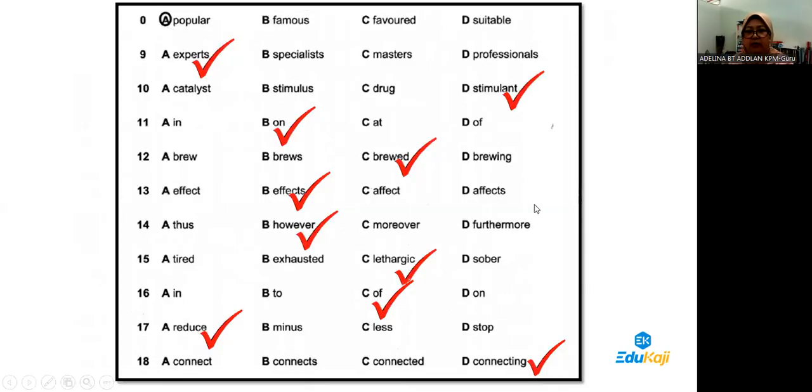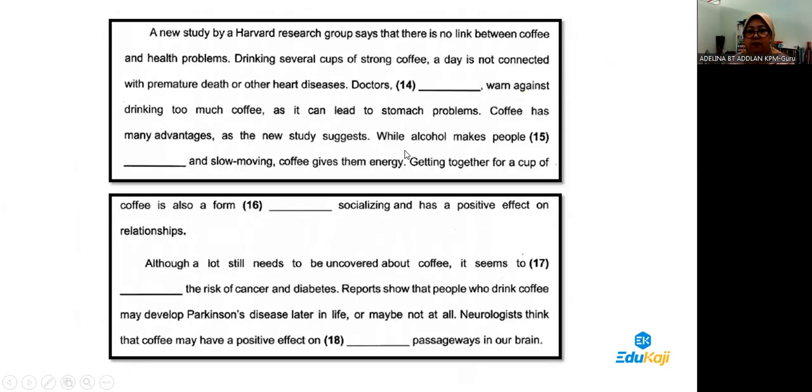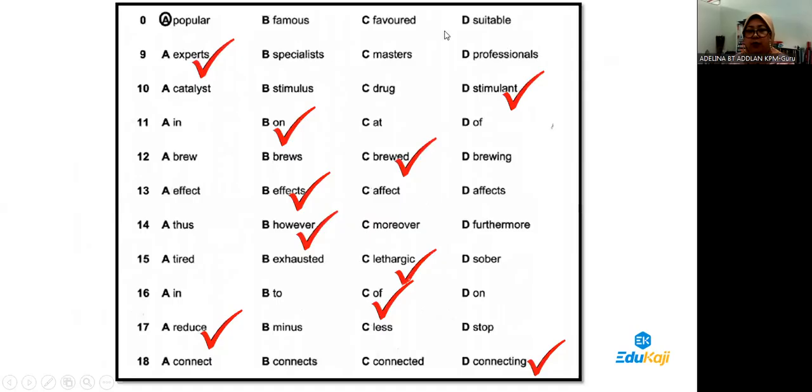Alright. And I would just like to show you the trend of closed passages. A closed passage consists of 10 questions: 1, 2, 3, 4, 5, 6, 7, 8, 9, 10. These 10 options come from a variety of items. For example, you look at 0. 0 means you're answering for this question. Coffee is one of the most popular drinks around the world. From these choices, students have to choose only one.